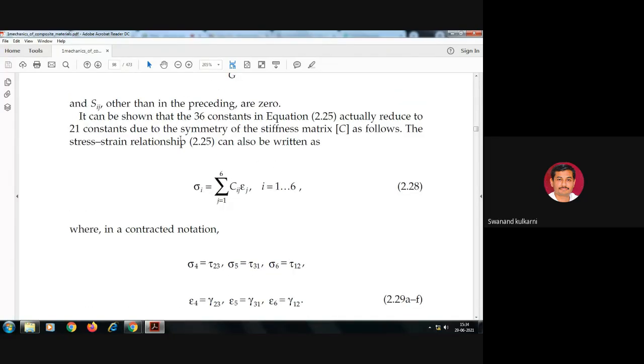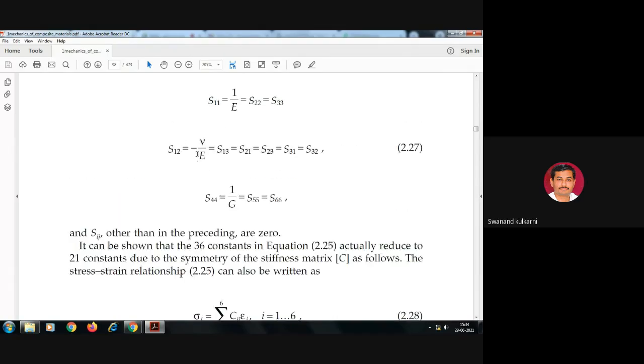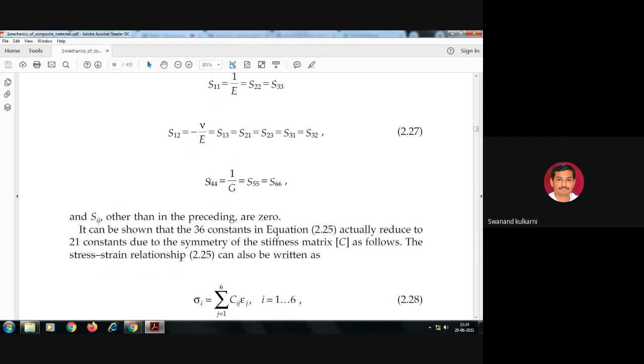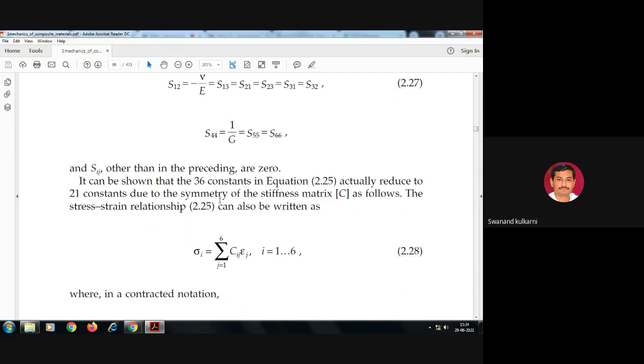In short, if we consider the material is isotropic, then definitely S11 is 1 upon E, that we have seen during the last lecture. Then S12 is minus mu upon E. How this S12 is obtained, that also we have seen during the last lecture. S44, S55 and S66 are nothing but 1 upon G. So that is given here.